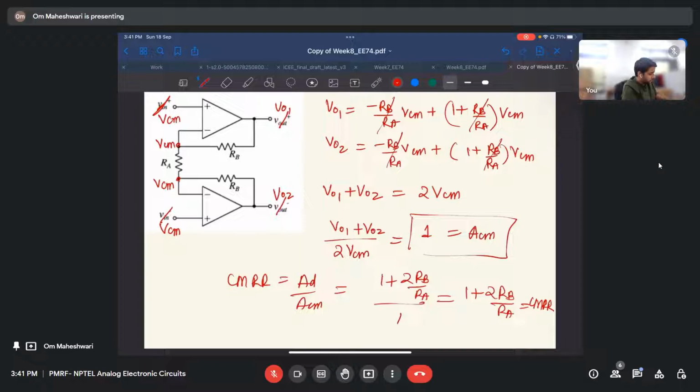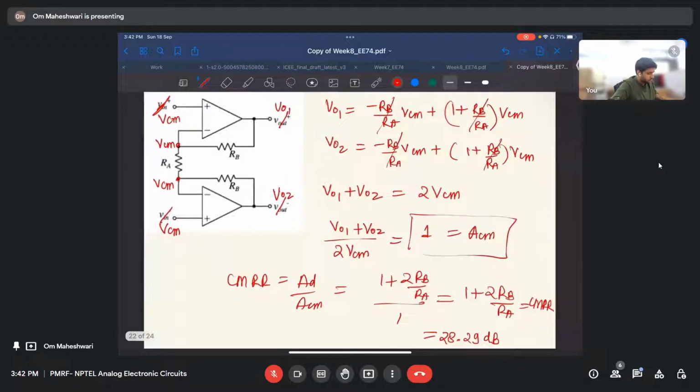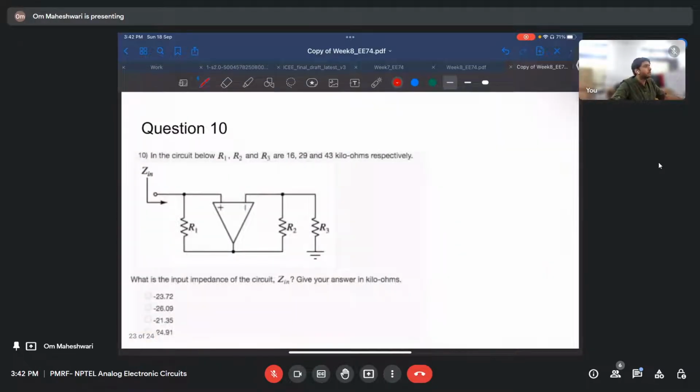Okay, so you have to just put values of RB and RA and you have to find it in dB. Make sure you calculate that correctly. So the answer will be here, 28.29 dB. Okay. So let us see this question now quickly, then we will go to others.